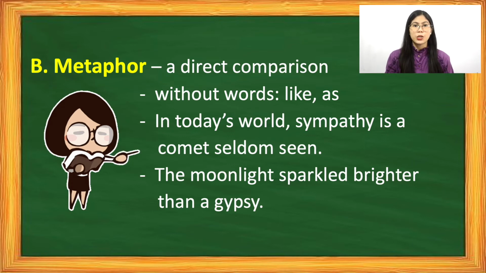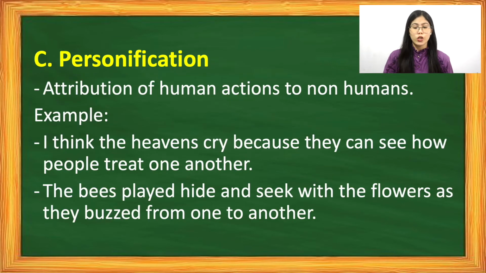Next element is personification. It is the attribution of human actions to non-humans. In other words, you are giving inanimate objects the quality of human. Example, "I think the heavens cry because they can see how people treat one another." As you can see here, what makes it a personification? Okay. It makes the statement a personification because the heavens can cry. It is only the humans who can cry.